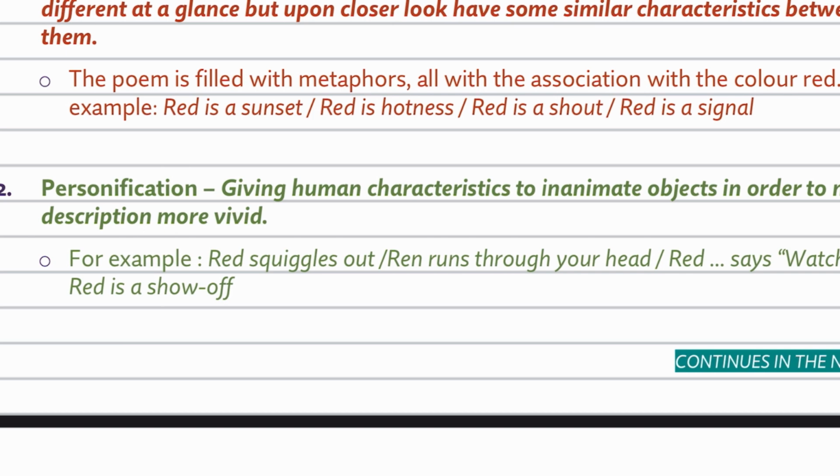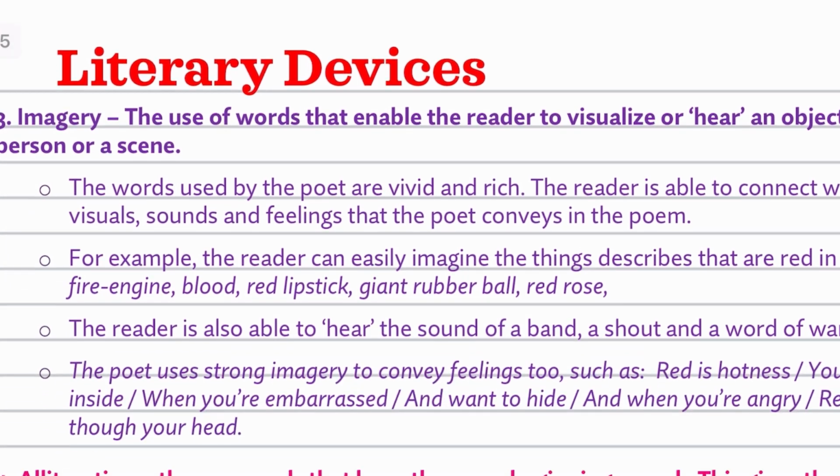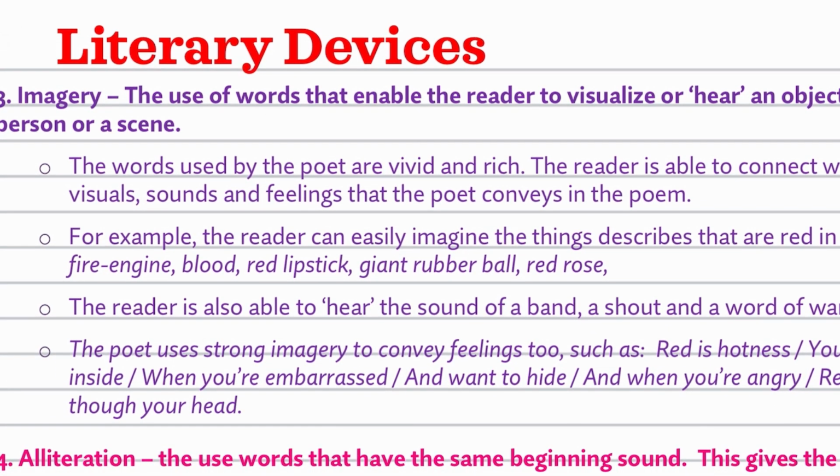Okay, now number 3, the third literary device is imagery. Imagery ni ialah use of words that enable the reader to visualize or hear an object, a person or a scene. Okay, imagery ni ialah perkataan yang dia pakai untuk bagi pembaca bayangkan atau dengar objek tu, atau dengar orang tu, atau scene. Okay, tadi personification dia cakap pasal human characteristic dia bagi pada benda, tapi yang ni imagery ni, when you read the sentence, you read the word, you can already imagine how it looks like in your head.